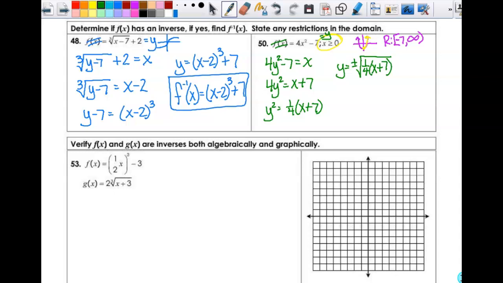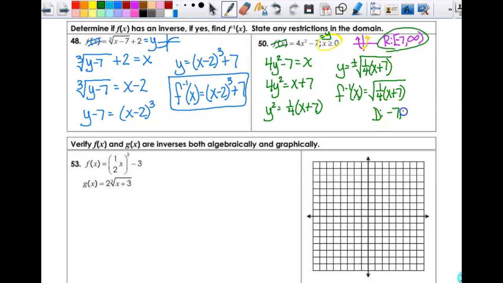And since it's an inverse, all I want is the positive one. So f inverse of x is equal to the square root of 1/4 times x plus 7. If you put it over 4 and then rationalized or whatever, that's fine. It's the same thing.